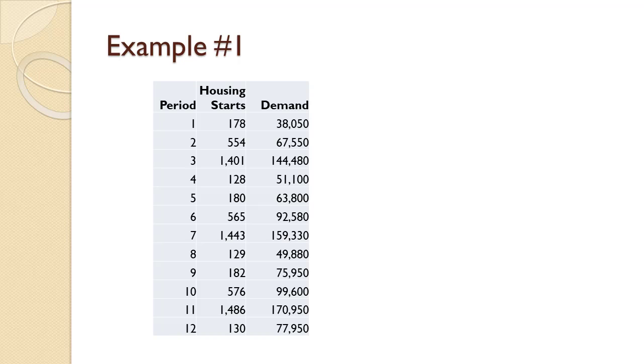The owner of a carpet store believes that demand for her carpet is a function of both the period number and the number of new housing starts in the same period. The data is shown on the screen. Note that these periods are quarters, although that does not impact how you work the problem.